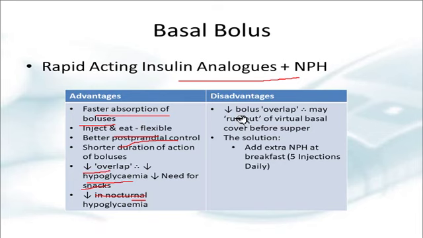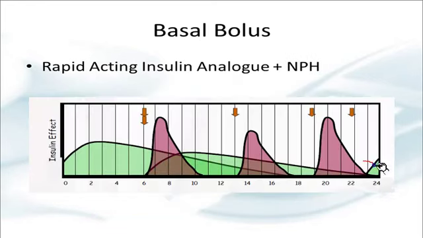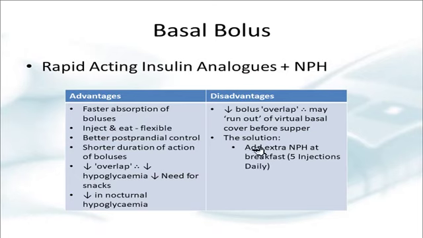The decrease in bolus overlaps, however, may mean that you run out of virtual basal dosing, and you can clearly see here you ran out of virtual basal dosing here. And if you didn't take this morning amount of basal insulin and this evening amount of basal insulin of NPH, you would completely run out, which is why you have to add an extra NPH at breakfast, so it becomes 5 injections a day as opposed to 4 injections per day.